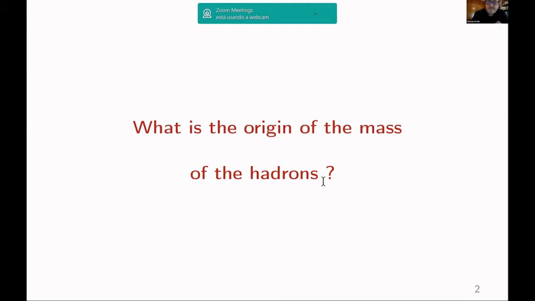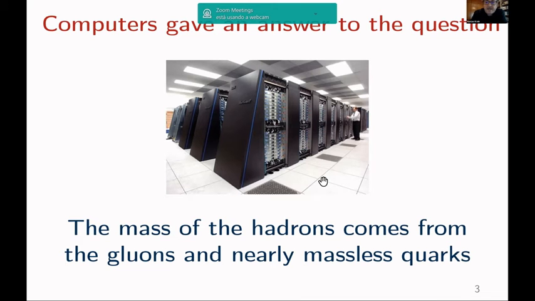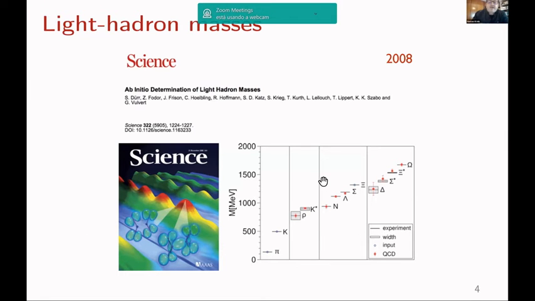And this question we would like to answer is, what is the origin of the hadron masses? Computers gave an answer to that question. Okay? Everybody knows, it seems, that the mass of the hadrons comes from the gluons and nearly massless quarks. And where is this confidence coming from?